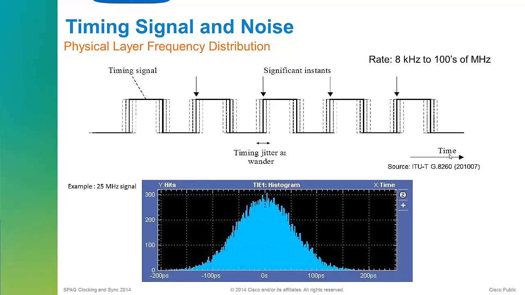We talked a little bit about noise and jitter and wander, so I thought I would put a slide in to explain what jitter is and what wander is. At its basic, noise is because the real world is not perfect.